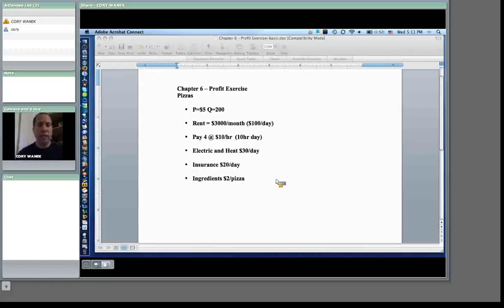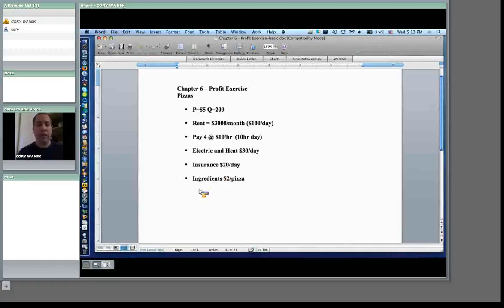And we're going to say that here we have pizzas. The price being sold at is $5, and the quantity being sold is 200. Rent is, as you can see here, $100 a day. Pay is $10 an hour for 10-hour days. You have electric and heat, which would be the utilities, insurance, and the ingredients.